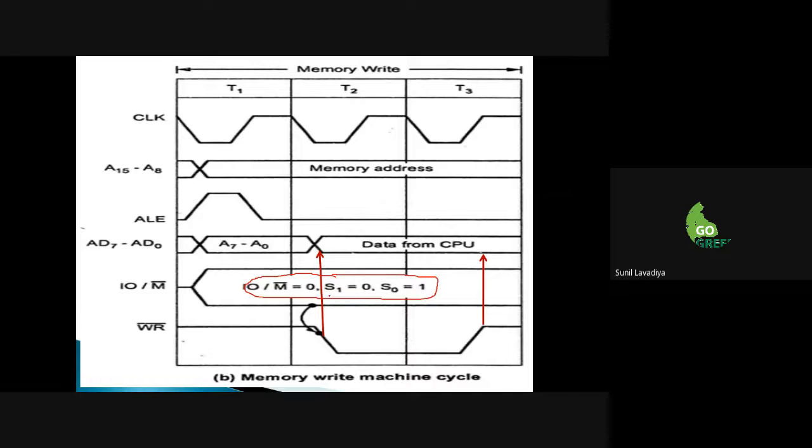Some students always make a mistake here. They write S0 and then S1. But S1 is first, then after that S0. So don't make any mistake like this. Okay? Don't make the mistake. S1 is 0 and S0 is 1.